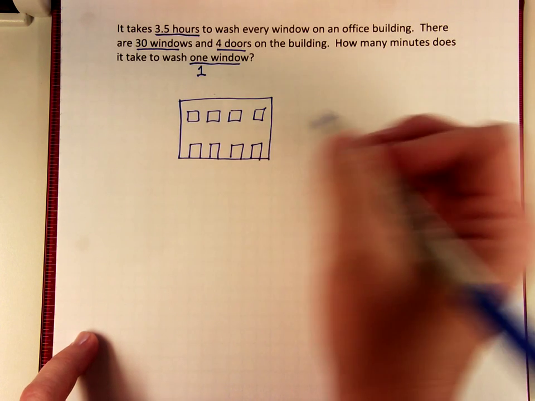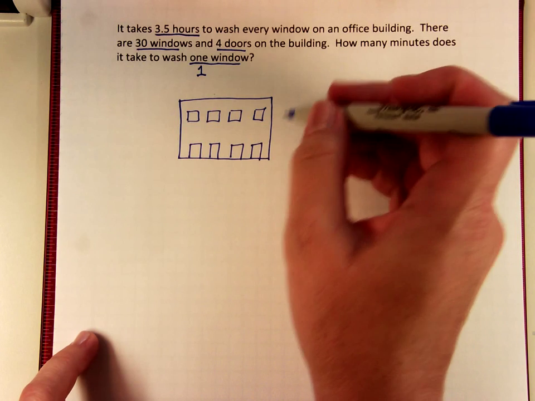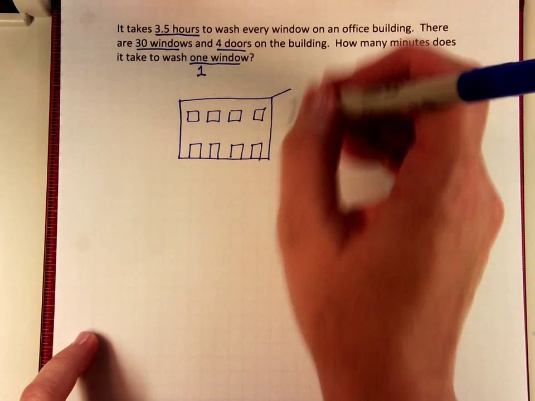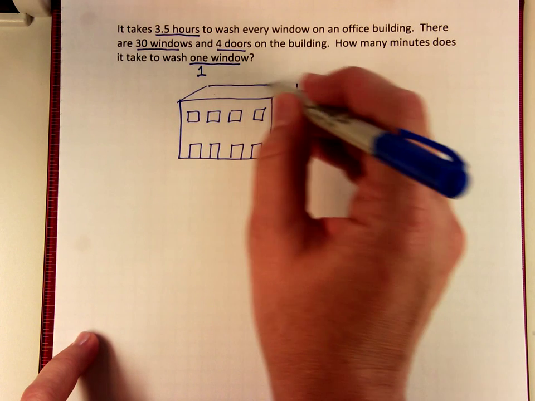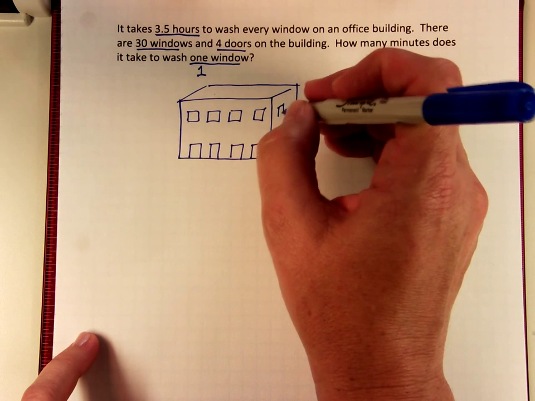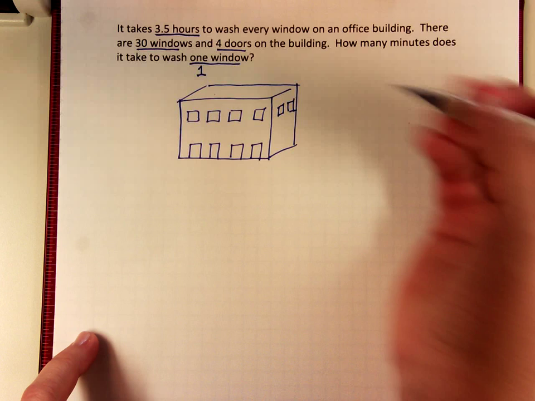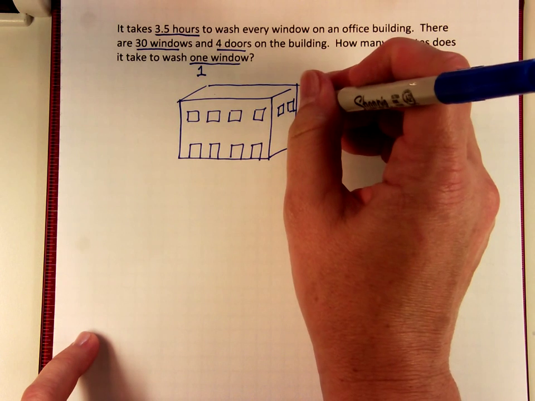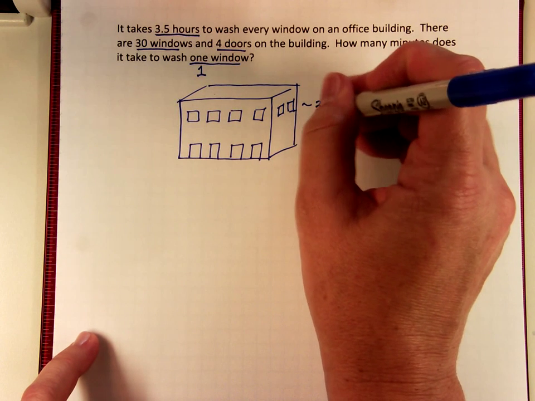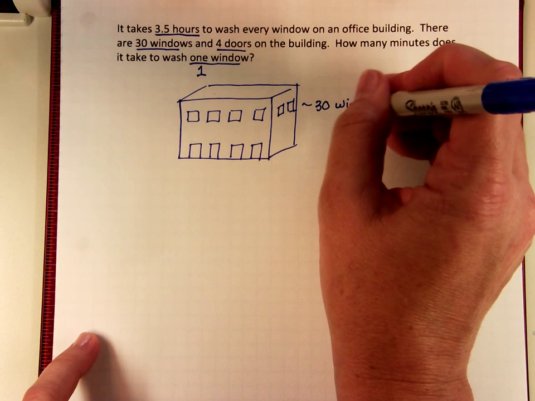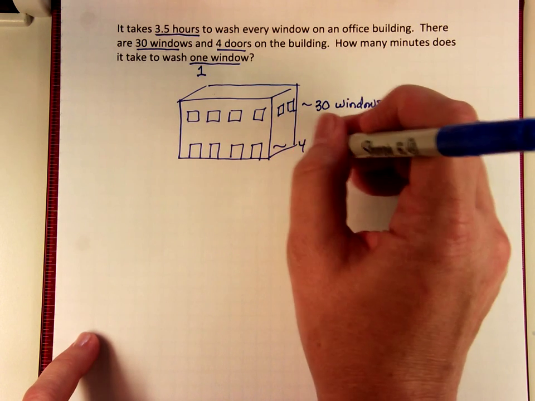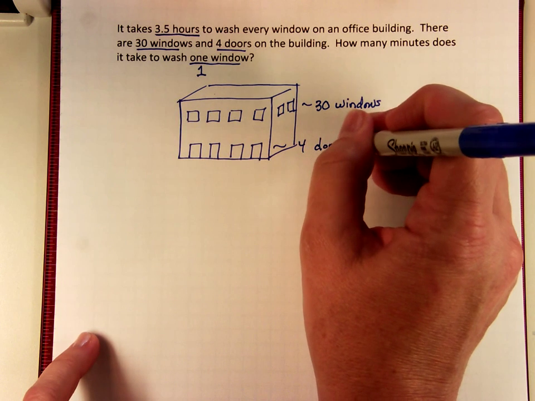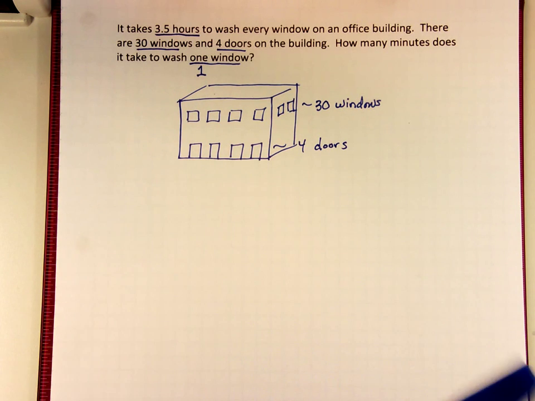Now, an office building would usually have windows on sides. If we wanted to get fancy, we could do more of a 3D shape here. There would be windows going all across the side as well. I don't think I need to draw 30. I think I'm just going to make myself a little note that there's 30 windows and there's 4 doors. Good.